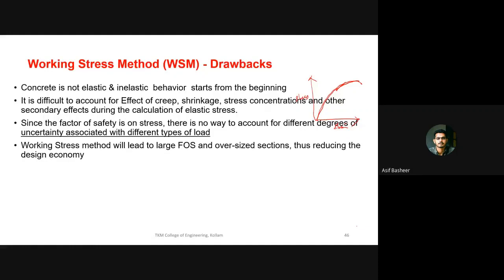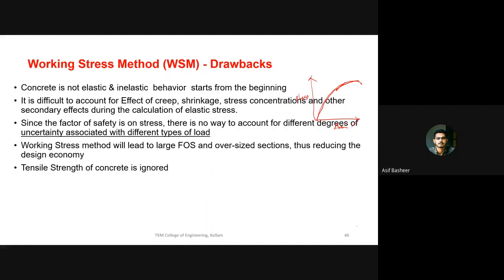The next one is that the working stress method will lead to a large factor of safety and oversized sections, thus reducing the design economy. Since the material property is drastically reduced, the materials used will be very high, and as a result, it will be highly uneconomical. And the tensile strength of the concrete is ignored. We know that the concrete has some smaller value of tensile strength, and that value is not considered here. It also gives a highly uneconomical section. So these are the drawbacks of your working stress method.